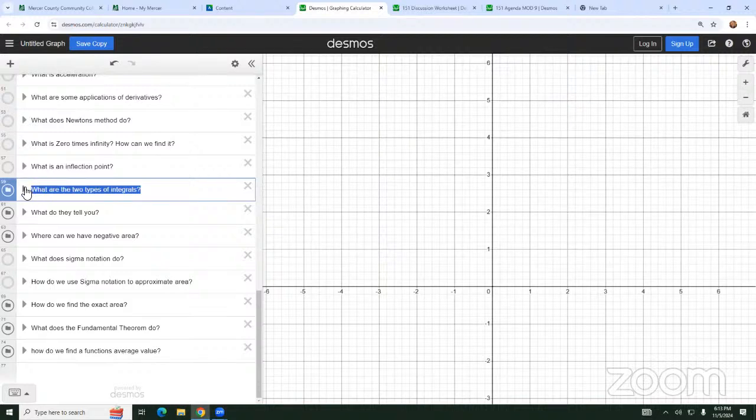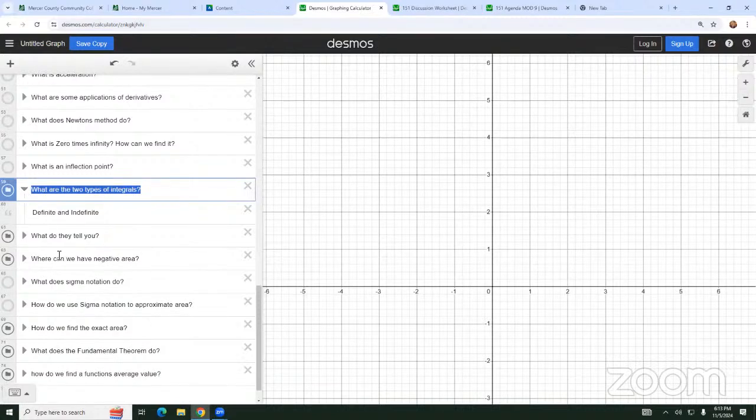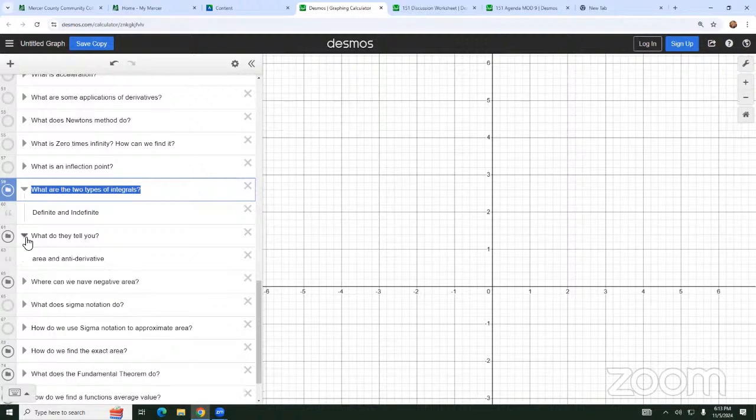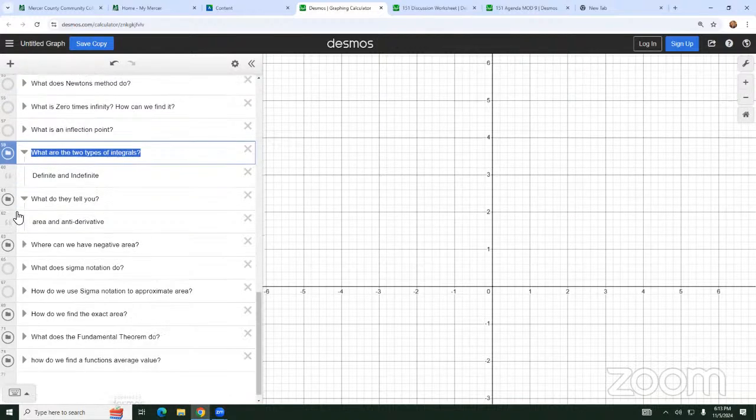Anyone? Alicia, what are the two types of integrals? Just want to hear your voice. I have to look at that question. No, you don't. I put it on the screen. Just read the screen. Oh, definite and indefinite. Very good. What do they tell you, Carlos? What does the definite and indefinite integral tell you? Area and antiderivative. Which one tells you which? The definite integral tells you area, and the indefinite integral tells you antiderivative.